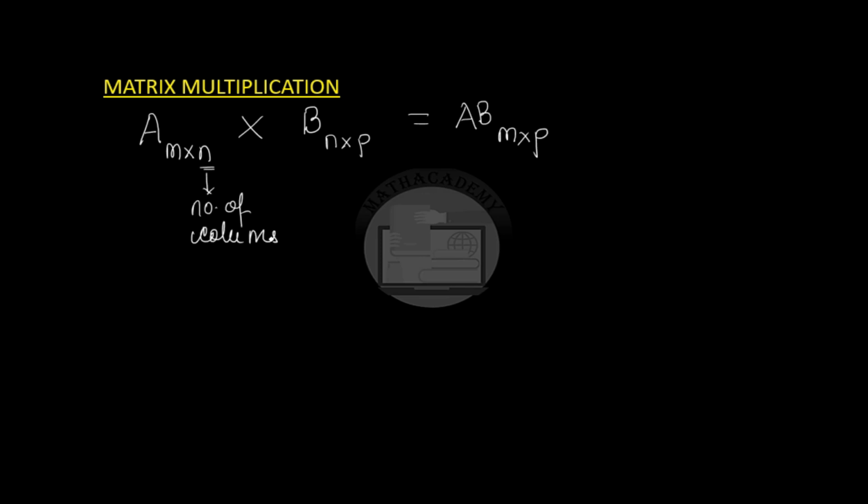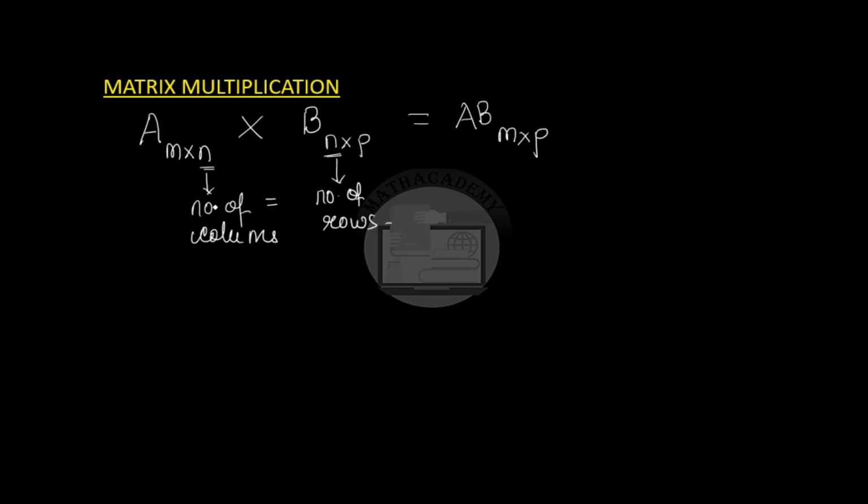matrices. So if we have to multiply two matrices, the first condition necessary is: if we have a matrix A, the order of the matrix is say m cross n. If we have another matrix B and the order of the matrix is n cross p, then if we multiply the two matrices, the resultant matrix AB, the product of A and B, will have an order of m cross p. So matrix multiplication is possible only when the number of columns of matrix A is equal to the number of rows of matrix B.